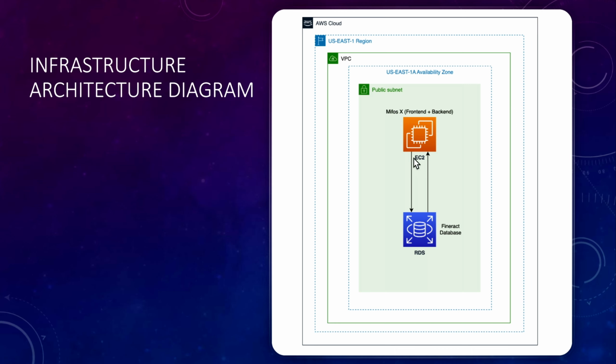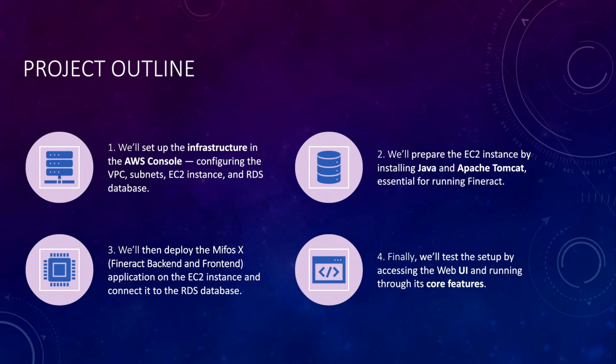The EC2 instance communicates securely with the RDS instance with the help of security groups, which are like firewalls, ensuring a seamless flow of data between our application and the database. So that's how we are going to implement this project. First, we'll set up the infrastructure using the AWS console. Next, we'll prepare the EC2 by installing our software dependencies like Java and Apache Tomcat web server. Then we'll deploy Mifos X to the EC2 and connect to the database. Finally, after deploying everything, we'll test our application using the web UI.